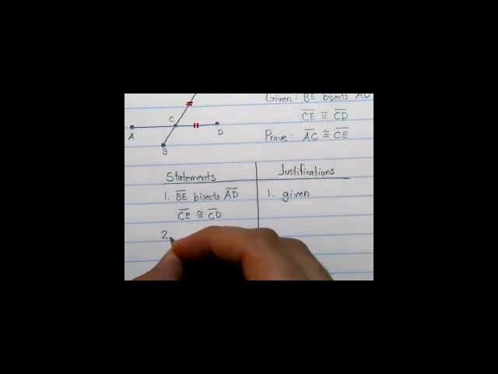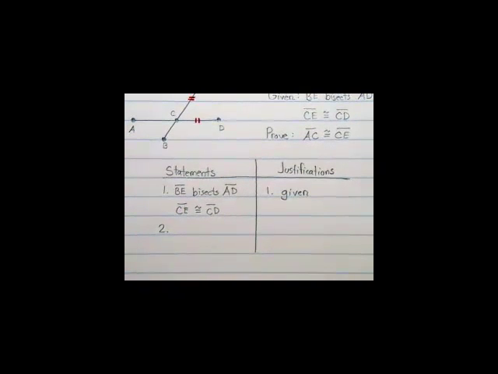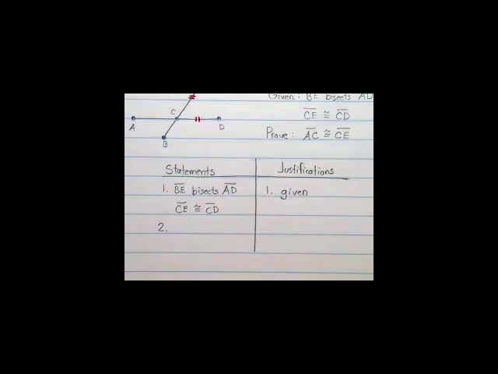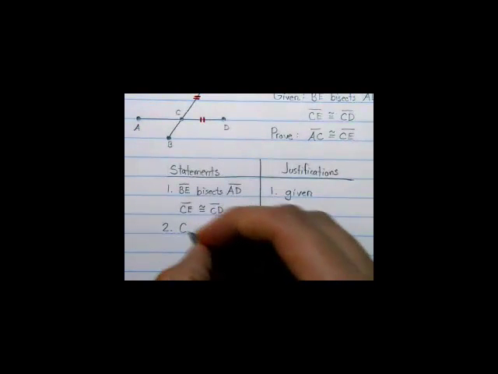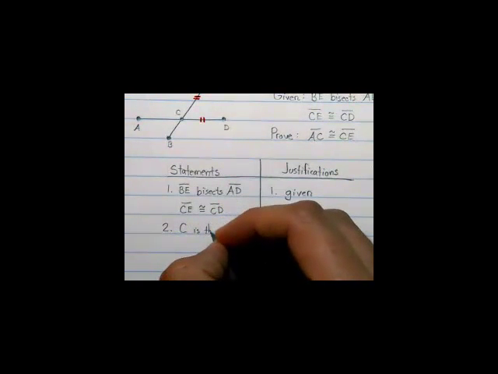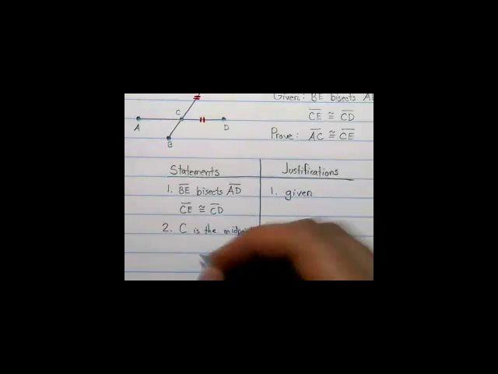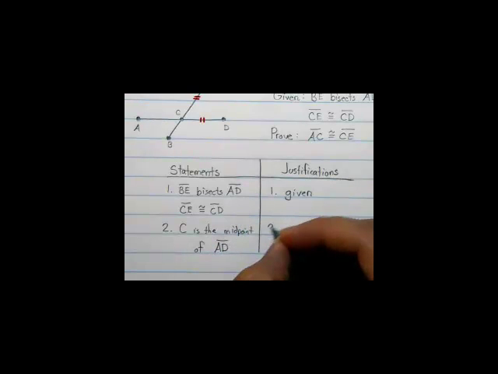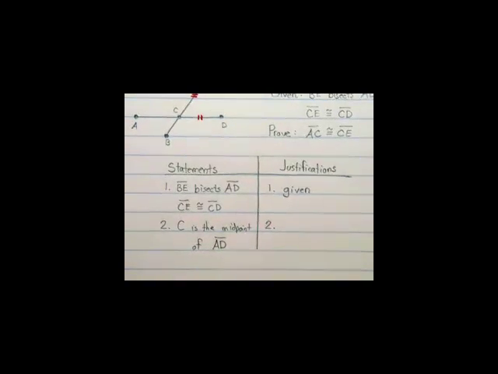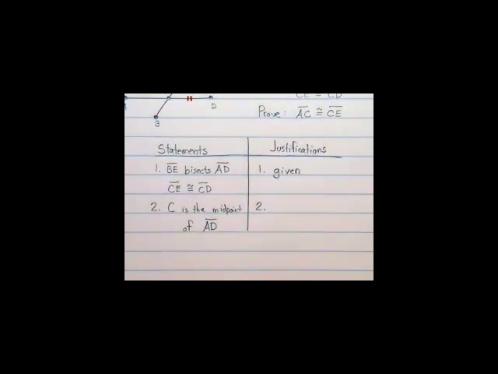What was the next thing that you guys told me? I asked you, let's start with bisection. What does that tell us? So that's exactly what I'm going to write. C is the midpoint of AD. Okay, and then why? How do we know?